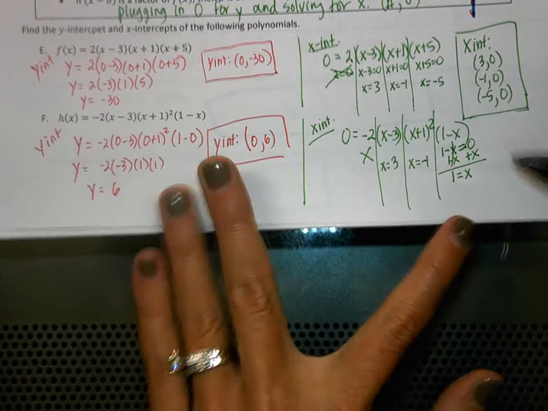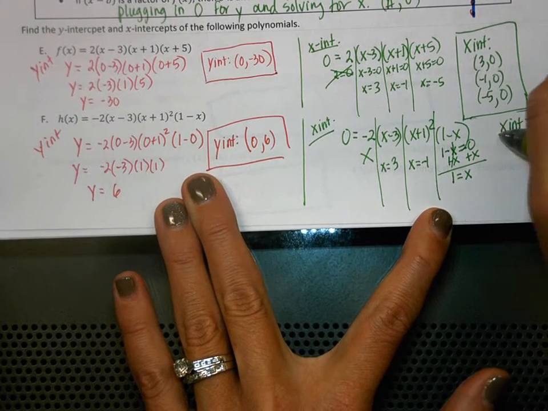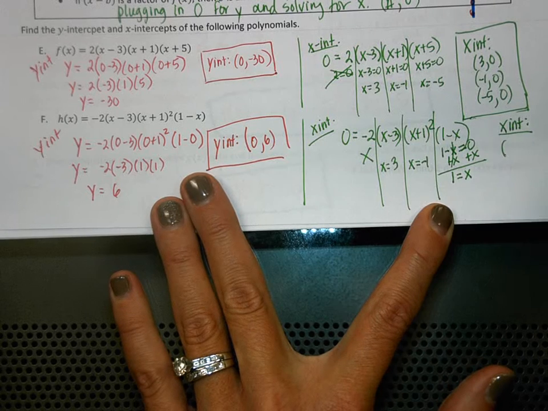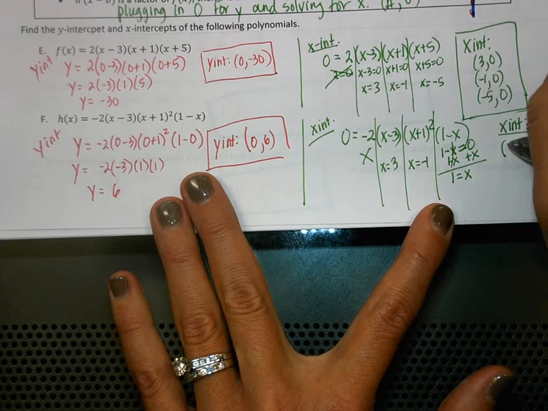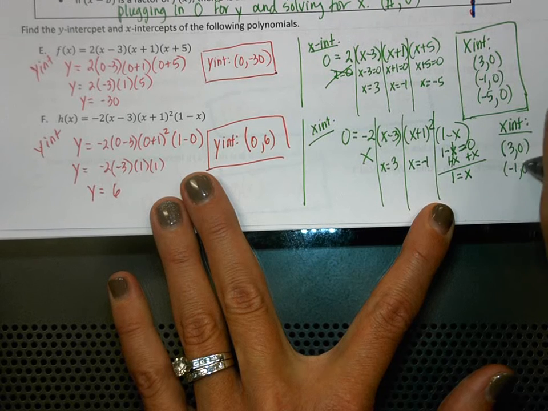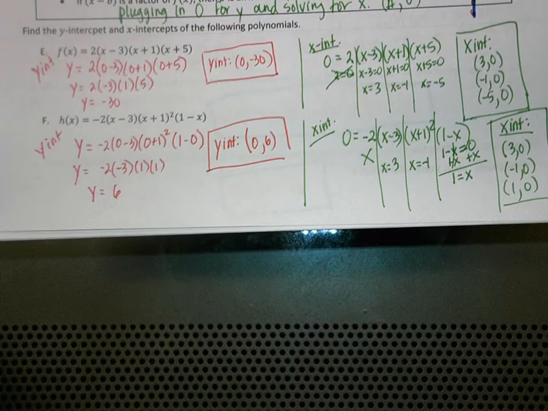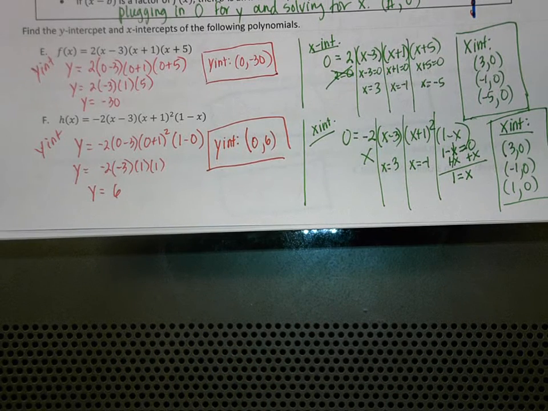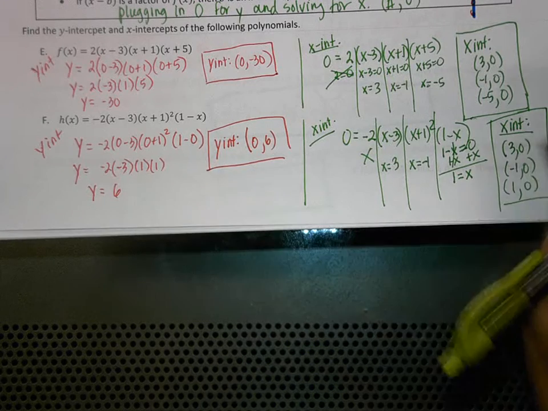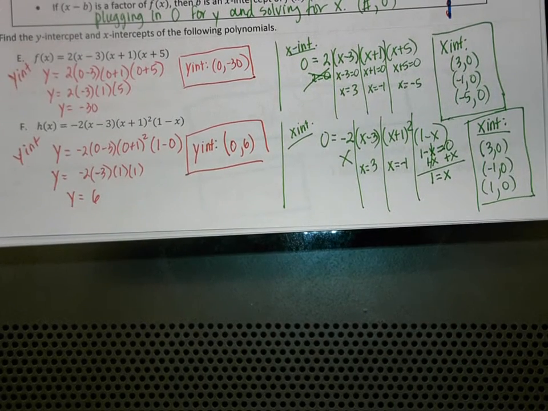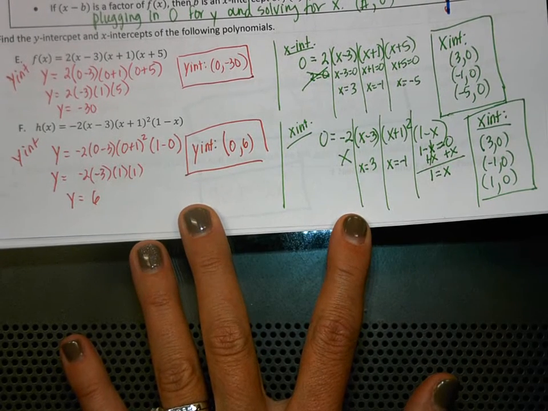Okay, and so my x-intercepts then, if we write these out, are what? 3, 0, negative 1, 0, and 1, 0. Okay? Any questions on here before we move on? Okay. Does everybody have all that? Okay. Questions? No? All right, moving on.